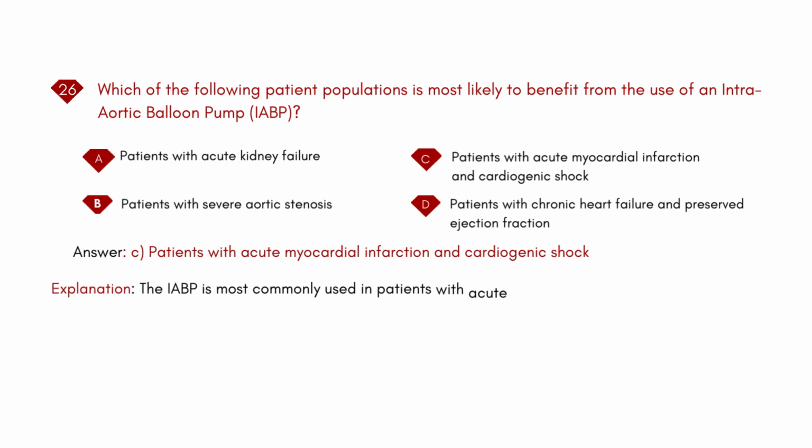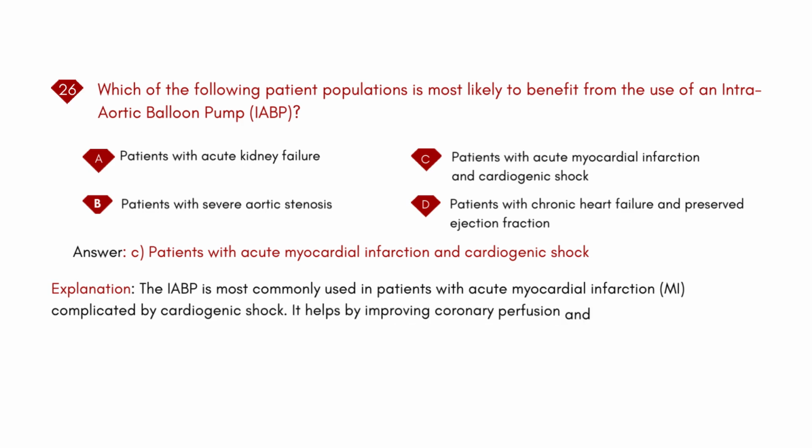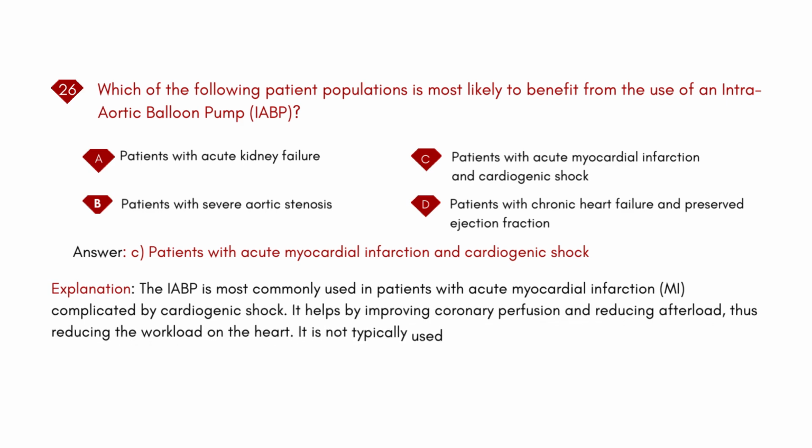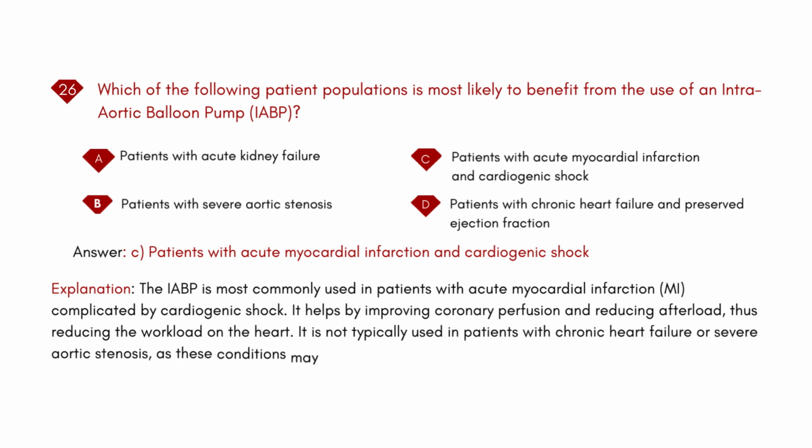Explanation: the IABP is most commonly used in patients with acute myocardial infarction, MI, complicated by cardiogenic shock. It helps by improving coronary perfusion and reducing afterload, thus reducing the workload on the heart. It is not typically used in patients with chronic heart failure or severe aortic stenosis, as these conditions may worsen with IABP therapy.